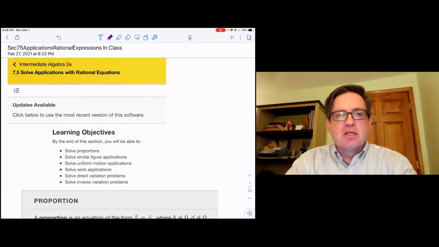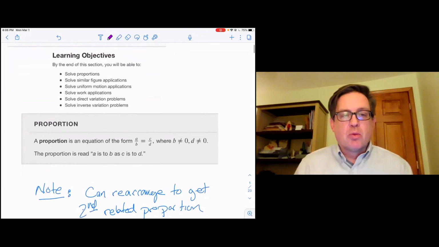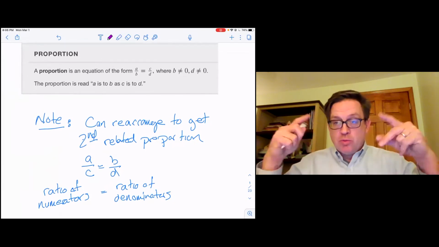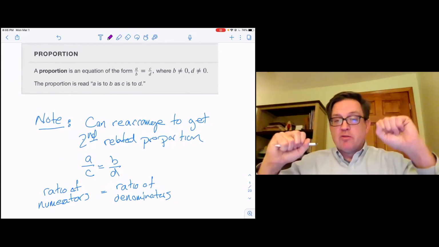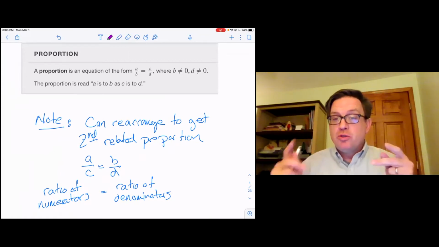Here's an explanation of some of the ideas from section 7.5, the applications we talked about in class. So I want to start first with proportions. And what I wanted to say is when you're doing proportions, when you've got ratios of comparing two things and they're proportional ratios, there are usually two ways to represent the proportion.